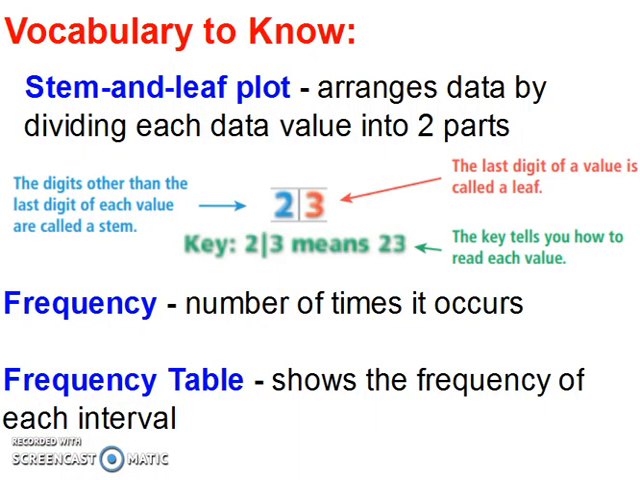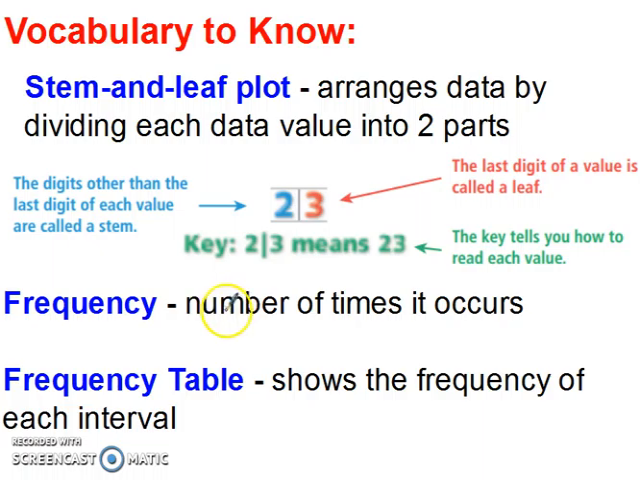A stem and leaf plot arranges data by dividing each data value into two parts. The last digit of a value is called a leaf. So this would be your leaf. The digits other than the last digit of each value are called a stem. So if you had the number 23, the 3 would be the leaf because that's the last digit, and the 2 would be the stem since that's the rest of the number.